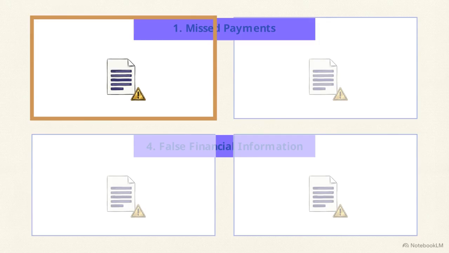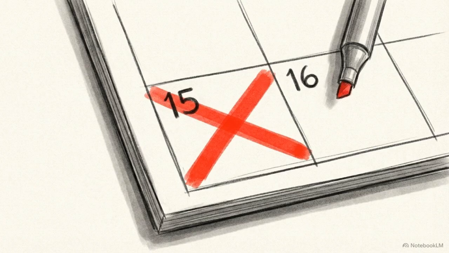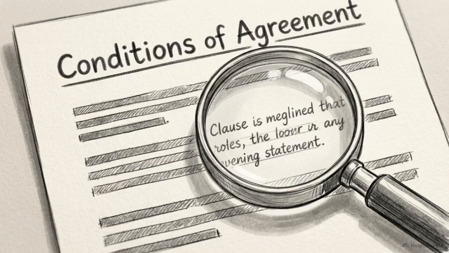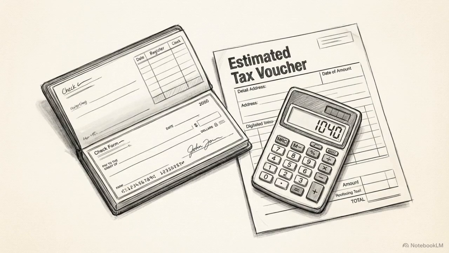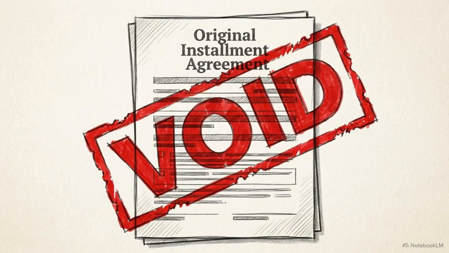The most common trigger is a missed or late monthly payment. The second is a failure to file a required tax return while the agreement is active, which violates the condition of current compliance. The third is incurring a new tax liability, such as failing to make estimated tax payments, which voids the parameters of the original agreement.